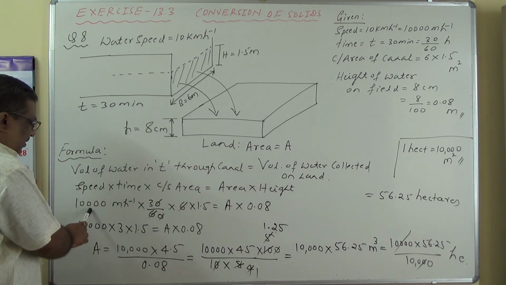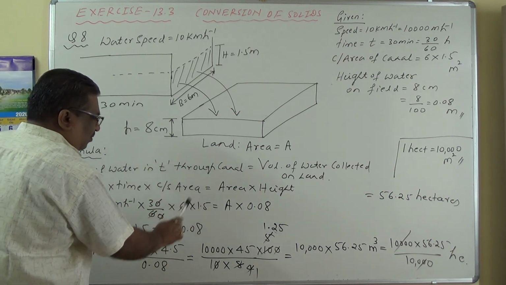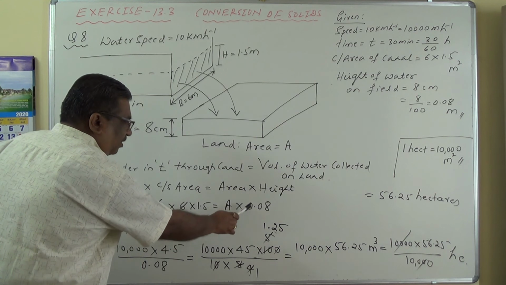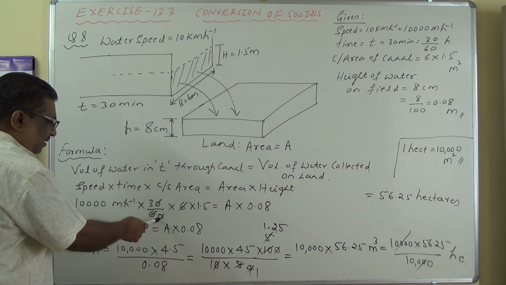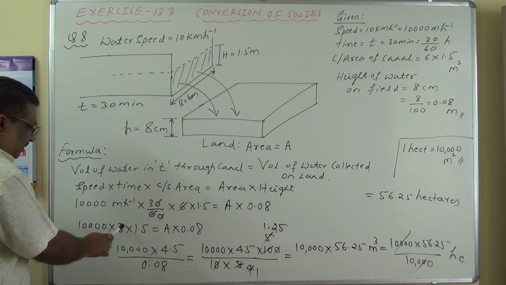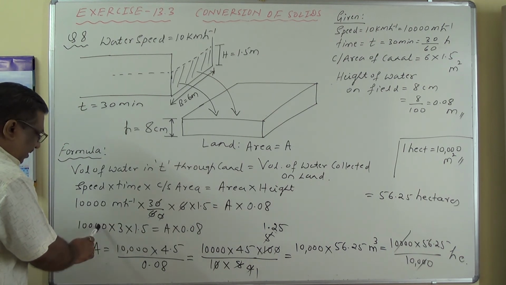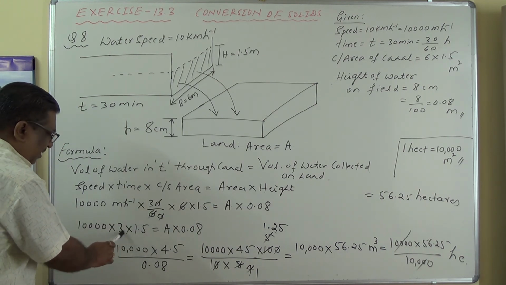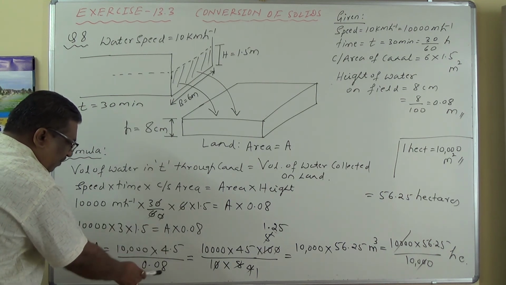Speed is 10,000, time is 30 by 60, cross section area 6 into 1.5, is equal to A into 0.08. So here 30 by 60, 6 cancels, 0 and 0, 3 is left, 10,000 into 3 into 1.5 equals A into 0.08. So area is 10,000 into 3 into 1.5, that is nothing but 3 into 1.5 is 4.5, 10,000 into 4.5 divided by 0.08.